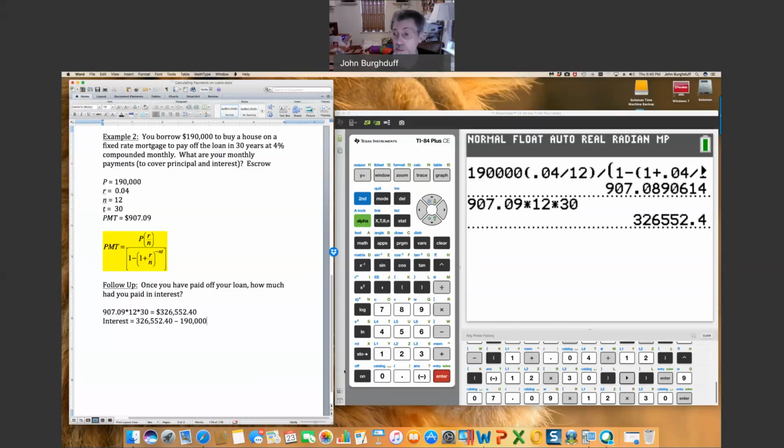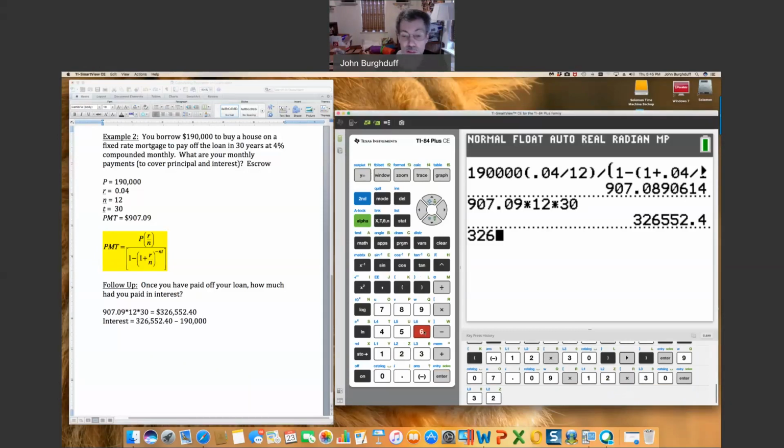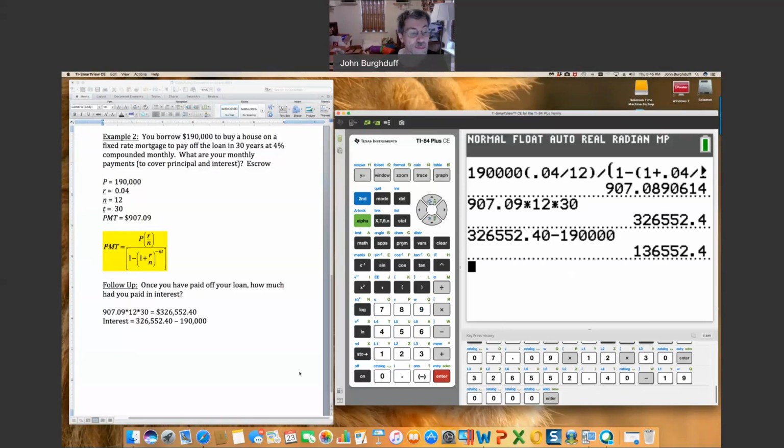Actually, let's see, $326,552.40 minus $190,000 you had originally agreed to pay for the house. This is how much you paid in interest. These mortgages, the interest can be rather impressive, $136,552.40 in interest. So I hope you'll find that helpful. Thank you very much.